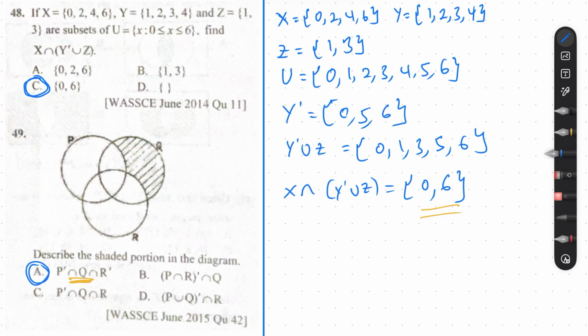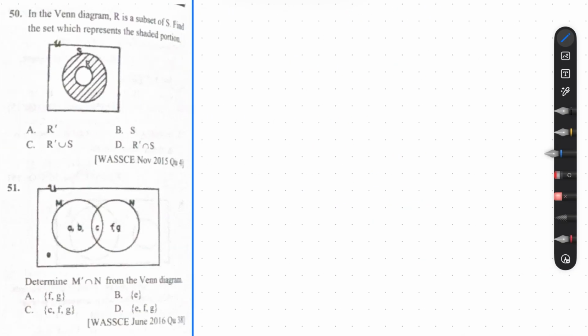Cool. Let's go to question number 50. It says in the Venn diagram, R is a subset of S. Find the set which represents the shaded portion. So similarly we just go through it and see. It says R complement. R complement means everything outside of R, which is true of what they've shaded, but it's possible that everything outside of R also has some values right here, but that has not been added. So this answer is not true. So A is not true.